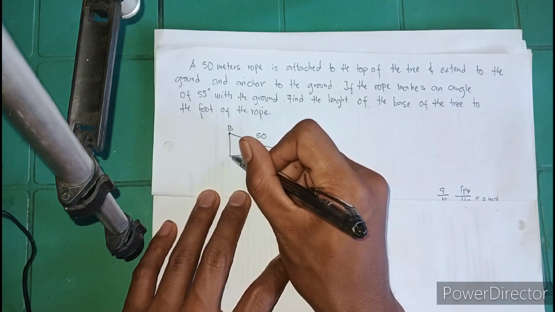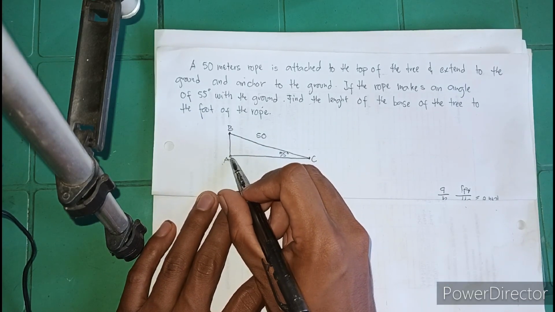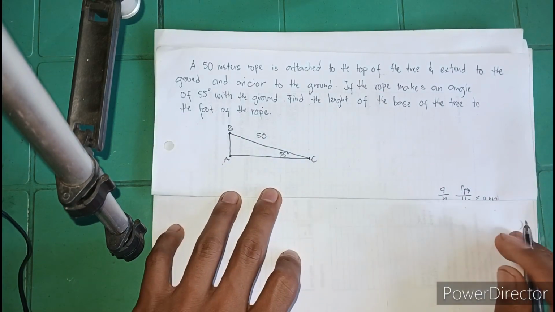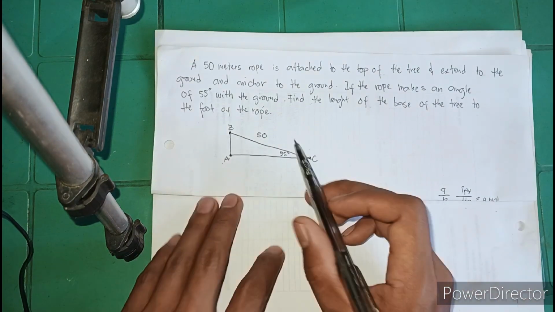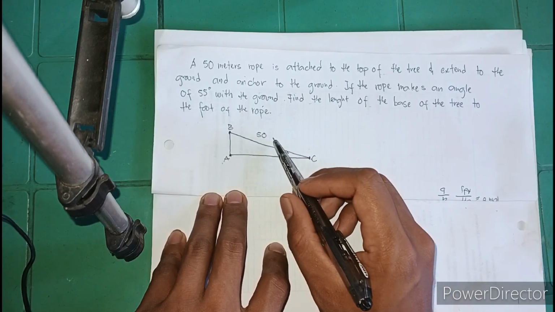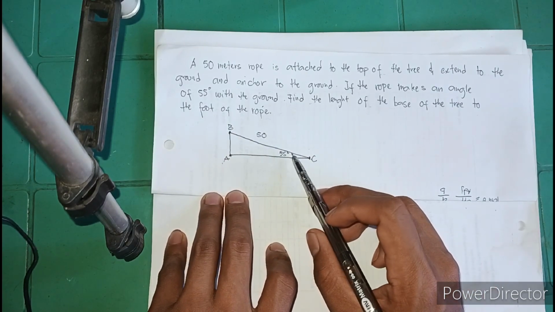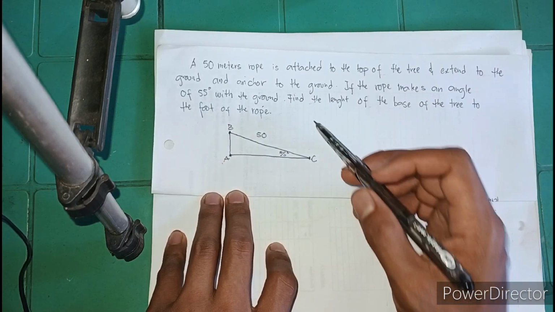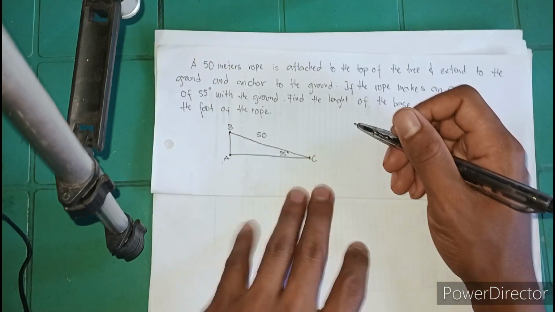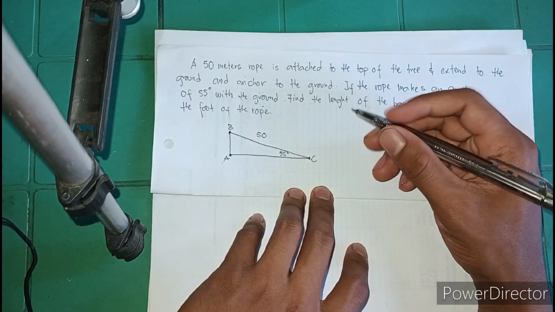So this will be our tree. Length of the base of the tree. This is A. So we are now finding the length of the base of the tree to the foot of the rope. So here's what we need to do. Since we are given the longest length of the triangle and the angle of 55 degrees, we could use the cosine, given SOHCAHTOA.